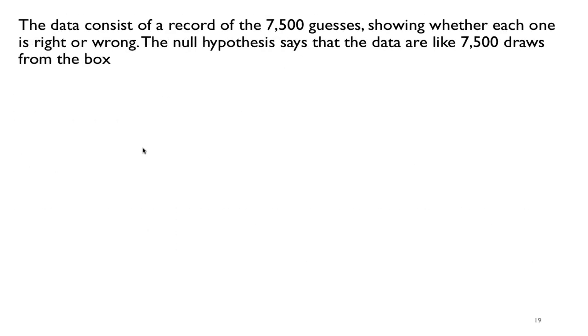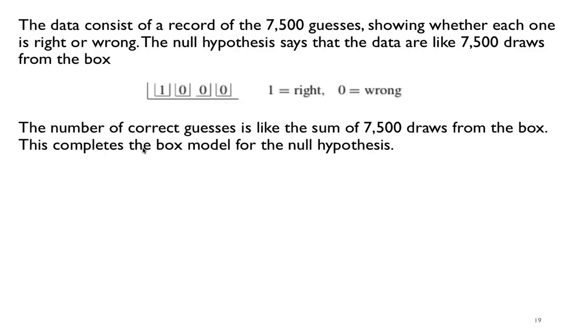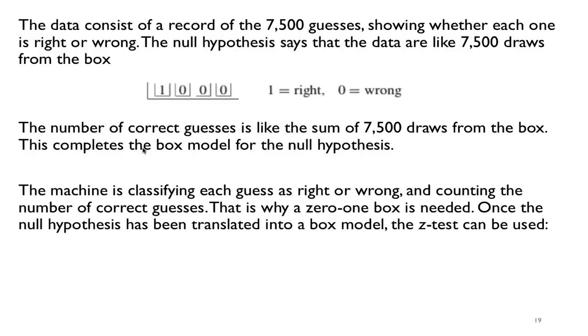And so basically, we have this box model for the null hypothesis that says there's a box of 4 tickets: 1, 0, 0, 0. 1 for being right, 0 for being wrong. And this experiment is like picking out 7,500 tickets from this box. And so that's the null hypothesis: a box of 0s and 1s, 1 for being right, 0 for being wrong.